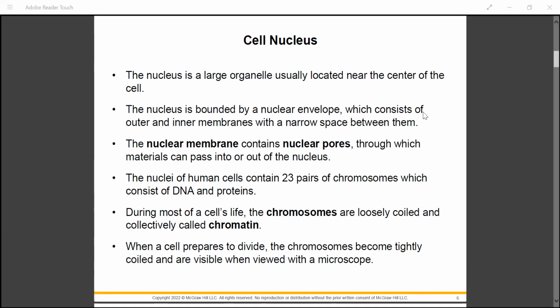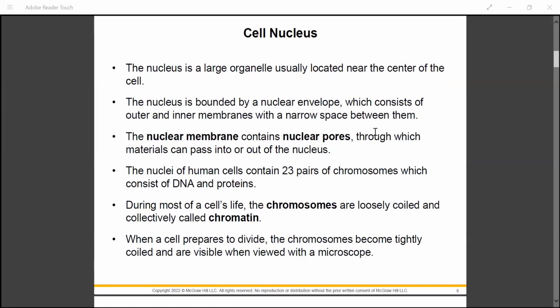So when it comes to human cells, our nuclei are going to contain 23 pairs of chromosomes. Our chromosomes are made up of DNA and different proteins. And typically our chromosomes kind of hang out in a type of material known as chromatin, which is just a loosely coiled DNA. But when it's actually time to divide, our chromosomes become tightly coiled, and we can even see them under the microscope when they group together to form a chromosome.